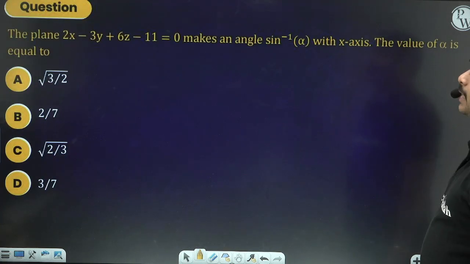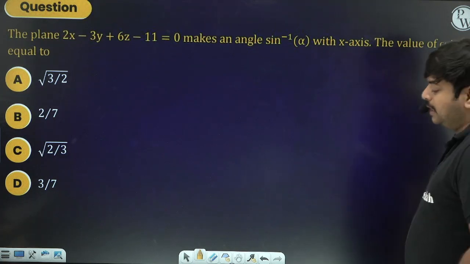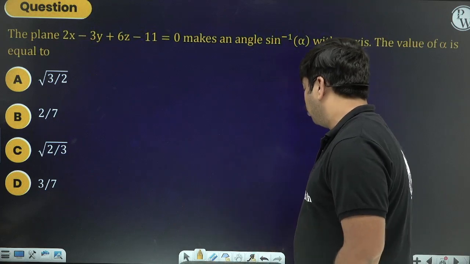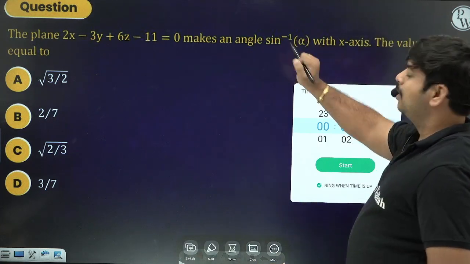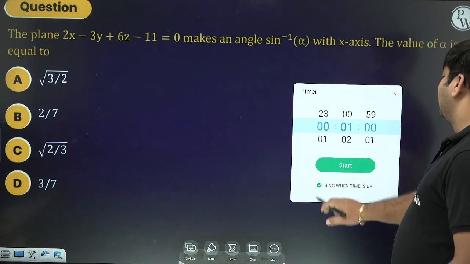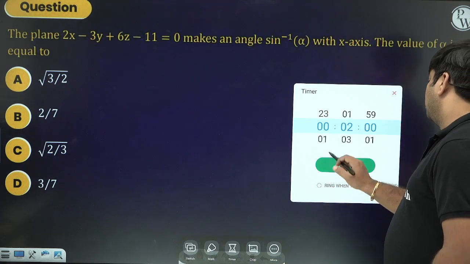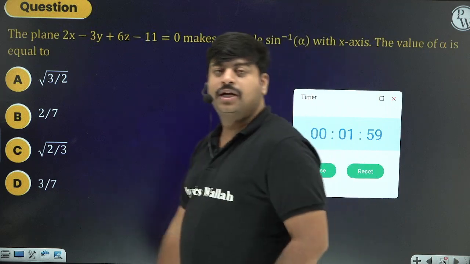The plane 2x minus 3y plus 6z minus 11 equal to 0 makes an angle sine inverse alpha with the x-axis. The value of alpha is equal to? Please try to think about it. Now, the angle is not given in terms of cos, the angle is given in terms of sine, so don't make any mistakes in that. Please try that, people.